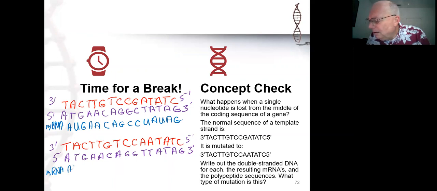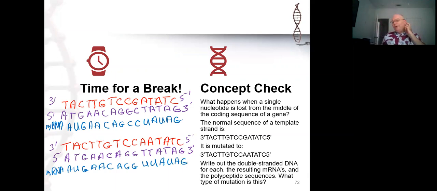is going to be A, U, G, A, C, A, G, G, U, U, A, U, A, G. So now we need to break those up into the codons. So it's going to be an AUG, an AAC, an AGC, CUA, and a UAG. Here it's going to be AAG, AAC, AGG, UUA, UAG. Now, all of them are going to be the same.